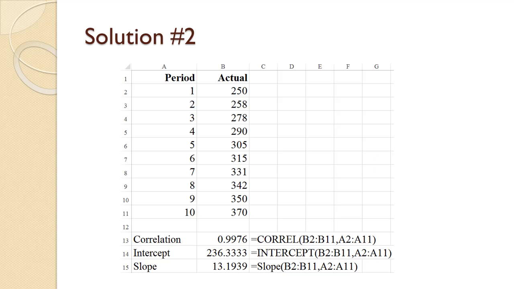This slide shows an Excel worksheet being used to find the correlation coefficient, intercept, and slope. Both the results and the way the functions are set up is shown. Pause the video and examine it in detail if you have any questions.